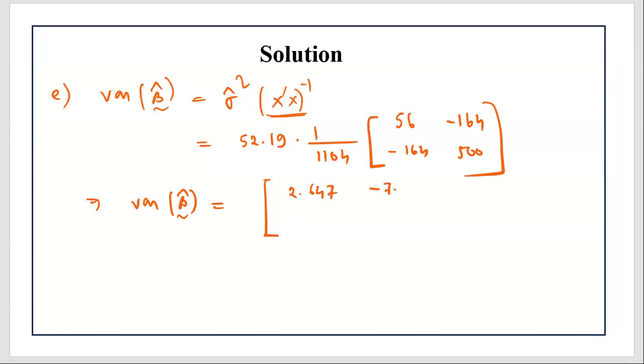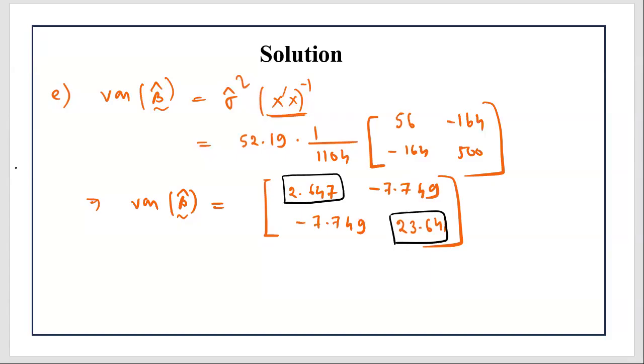This is minus 7.749, minus 7.749 and this is 23.641. Now, while discussing the var covar matrix, what I have told you is that the diagonal elements of this matrix represent the variance and the off diagonal elements represent the covariance, right? So the diagonal element is this. This is the first diagonal element. This is the second diagonal element.